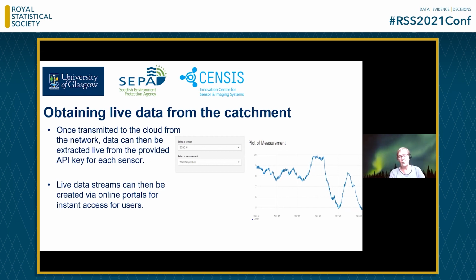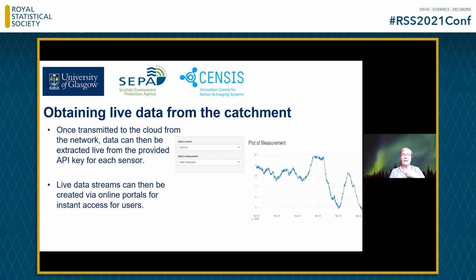Once we had solved those problems, the whole idea was that the data could be extracted live, for each sensor. Those live data streams could then be created and looked at either by the farmers, or by SEPA, or by whoever was interested in looking at the data. These would give instant access for the users.